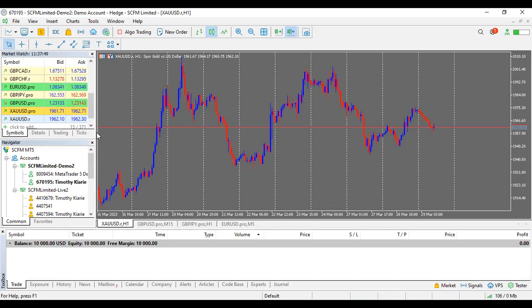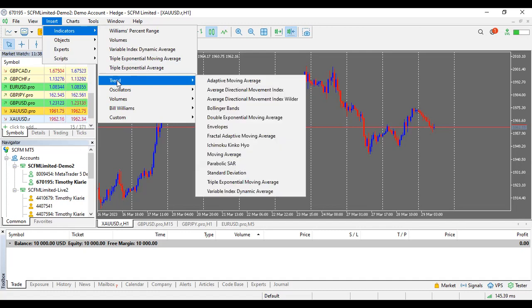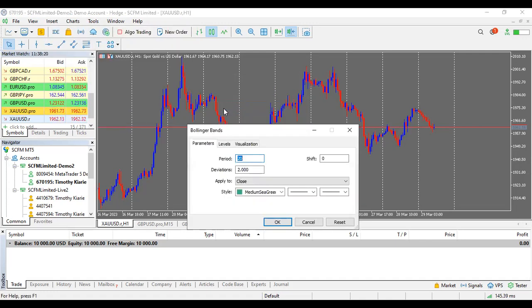In this demo, I'll show you how to get the indicator. So we are dealing with the Bollinger Bands and the Parabolic SAR. You come to Insert. You can see where my cursor is at Insert. Then Indicators. Then you go to Trend, and under Trend, you'll be able to see the Bollinger Bands. Here is the Bollinger Bands. So we choose Bollinger Bands.